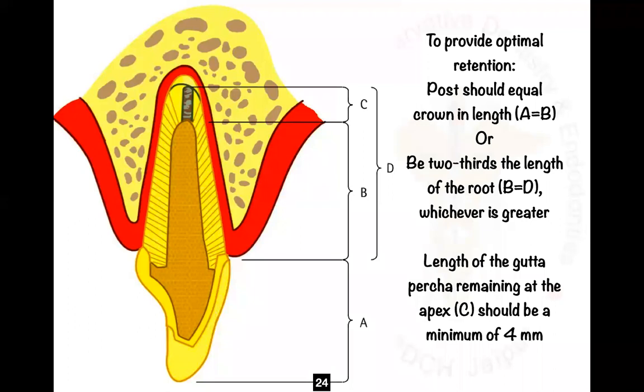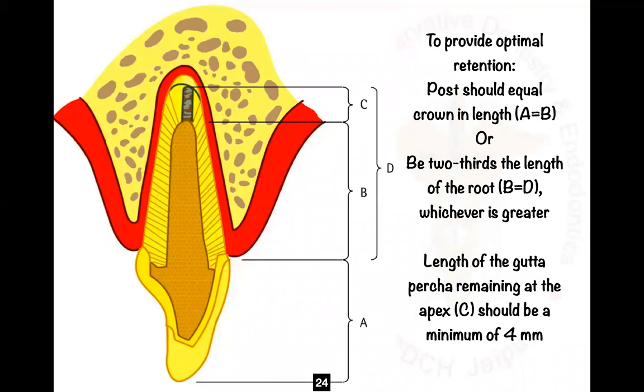The second one we have is B, the post length can be two-thirds the length of the root. Two-thirds the length of the root. Just try to look at the labeling. B, which is the length of the post, is equal to D, which is the length of the post plus the gutta percha that is left. मतलब easy है, don't complicate it. इसका क्या मतलब है? It can be two-thirds the length of the root. Two-third parts of the length of the root. पोस्ट की जो लेंथ है दैट कैन बी इक्वल टू द लेंथ ऑफ द पोस्ट plus the gutta percha that you've left, whichever is greater. I hope I'm clear. Please write this down.